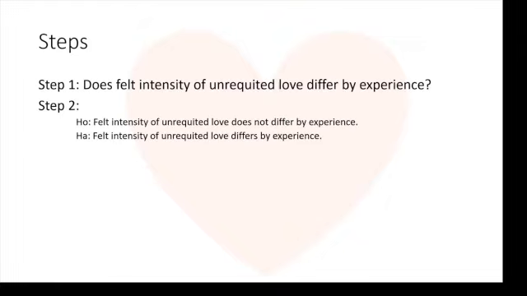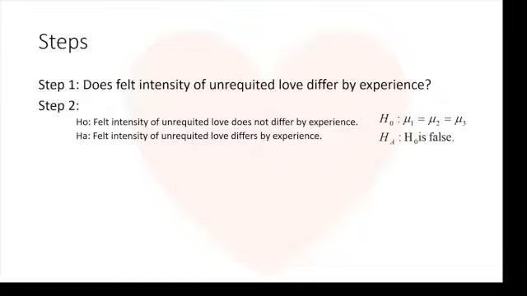So we can do step 2 in 2 ways. Let's try the trick that I've always taught you, which is take your research question and turn it into a statement and then add not. So for step 2, if I were going to do the steps we've been doing in the past, we could say for the null, felt intensity of unrequited love does not differ by experience. And then for the alternative, felt intensity of unrequited love differs by experience. Notice this rule still works for us. Let's see how this would look as symbols.